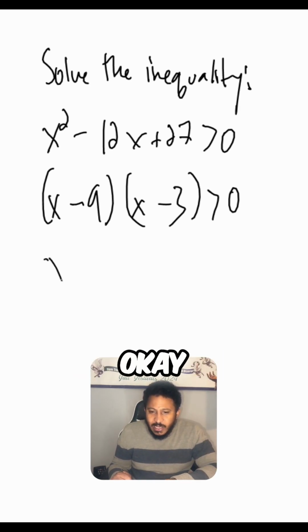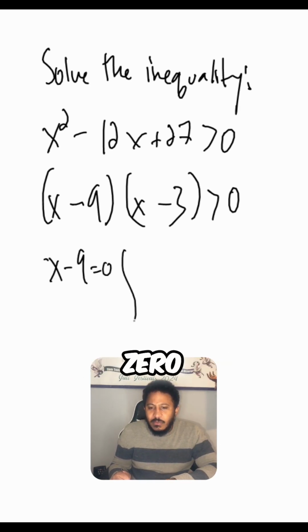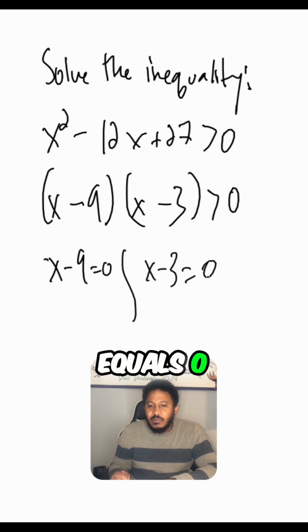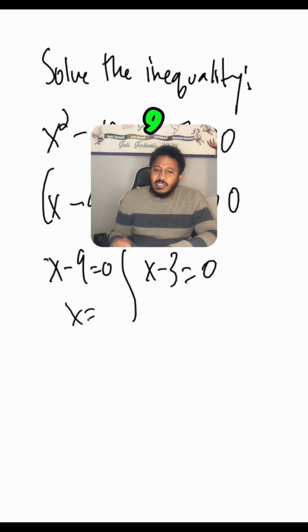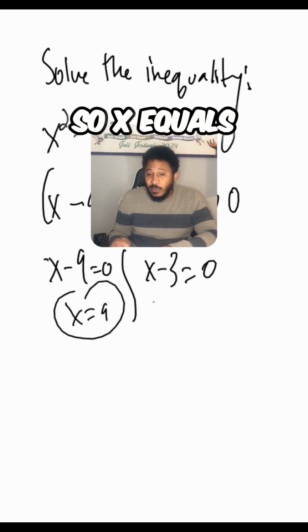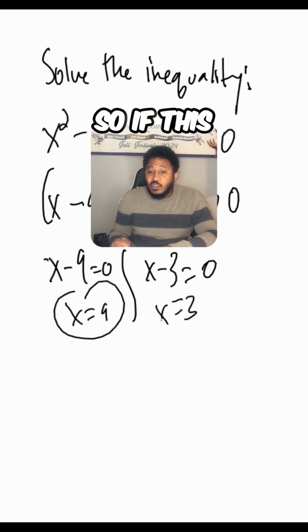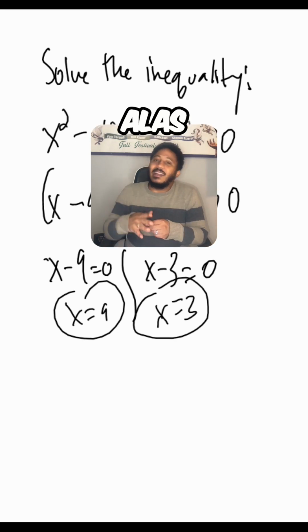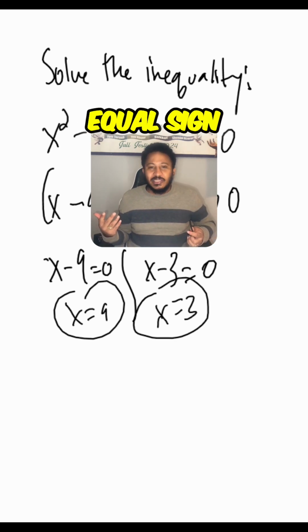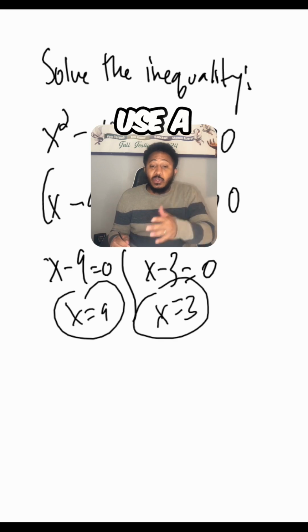So we would get x minus 9 equals 0 and x minus 3 equals 0. We solve each of those separately. Here we add 9, so x equals 9. And here we add 3, so x equals 3. If this was an equal sign, those would be the solutions to the equation. Alas, this is not an equal sign. So we said we use a number line.